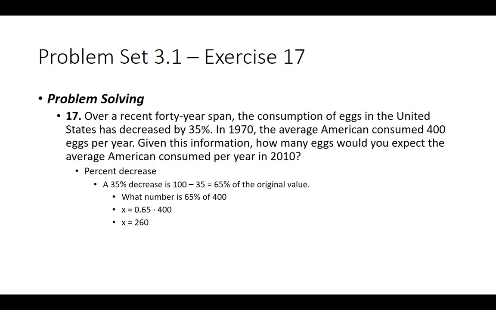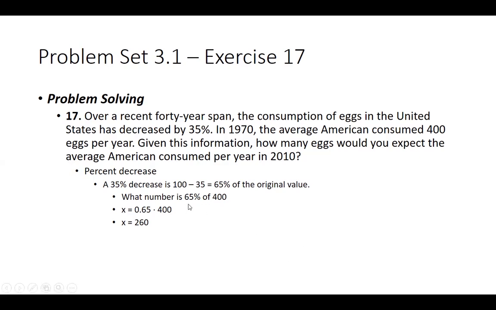So we don't need the information about 1970 or 2010. That's just the 40-year span that's described. But over those 40 years, the consumption of eggs decreased by 35%. So this is a percent decrease problem. The original value was 400 eggs per year. A 35% decrease would be 100 minus 35, or 65% of the original value. So what we're basically being asked to find is what number is 65% of 400?